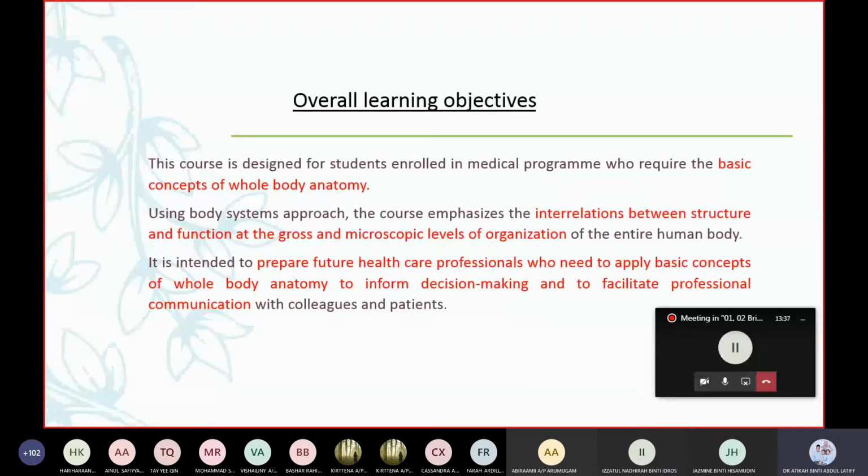Okay, so overall learning objectives. So basically, this course aims for students to understand the basic concept of the whole body anatomy. Okay, this includes also the structure and function at the gross microscopic level of organization. As I mentioned last Friday, gross anatomy is what you can see with your eyes. So that's your gross anatomy, and microscopic levels, that's your histology.